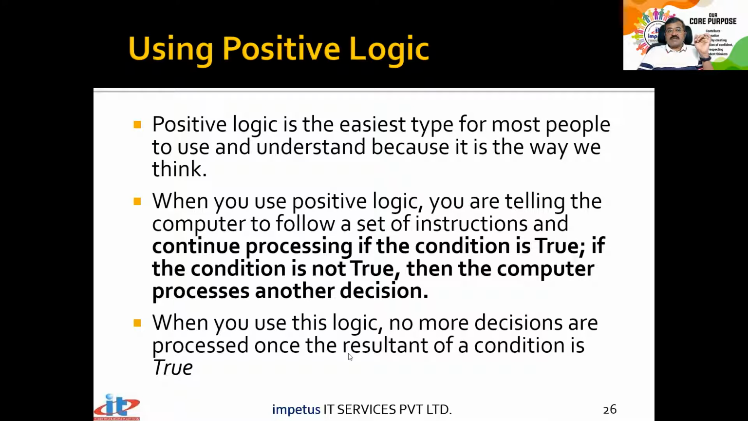No more decisions are processed when the resultant of the condition is true. Understand very carefully. Here in this logic, if any time a condition evaluates to true, you will not check for any other condition. In straight through logic, irrespective of what happened in the previous conditions, we'll always check for the next condition. Yesterday's example that we took was of straight through logic. Here in positive logic, you'll continue the processing if the condition is true. You'll check for another condition only if the previous decision is false.